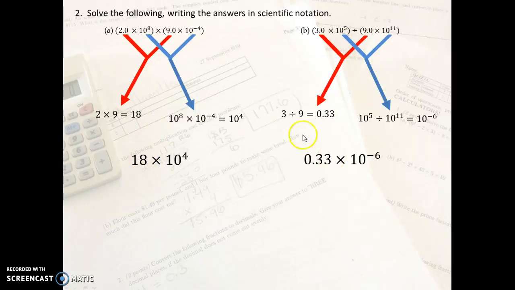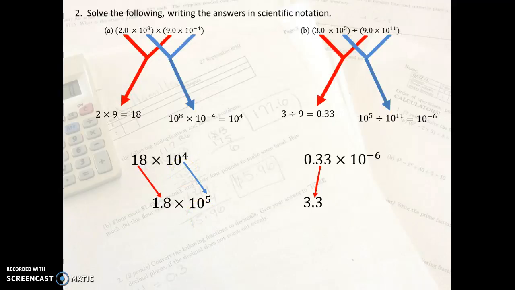Remember I said something about how, hey, the decimal has to go in between the 1 and the 8. So both of those, and over here, we have to go between the 3 and the 3. So both of those numbers, we got something quote-unquote wrong. What do we need to do? Well, we need to move the decimal, but that means we need to change the exponent. Because you can't change one thing without changing the other.